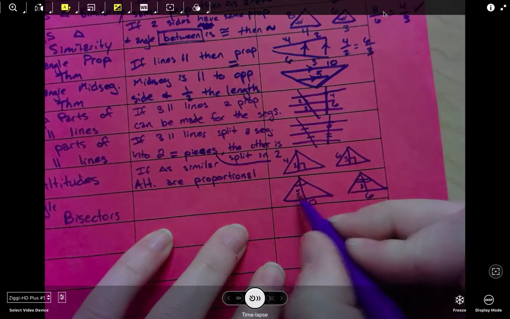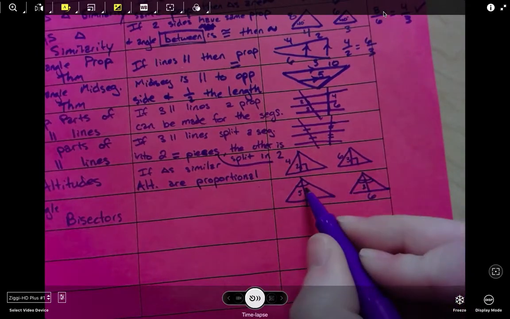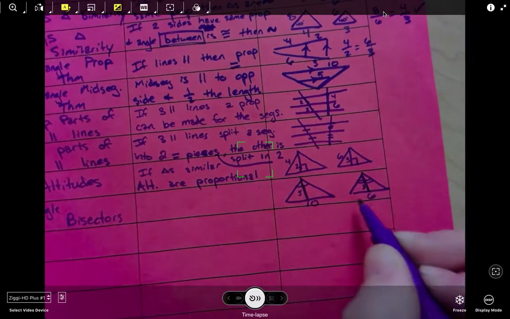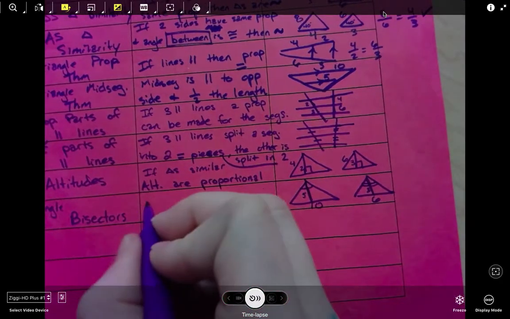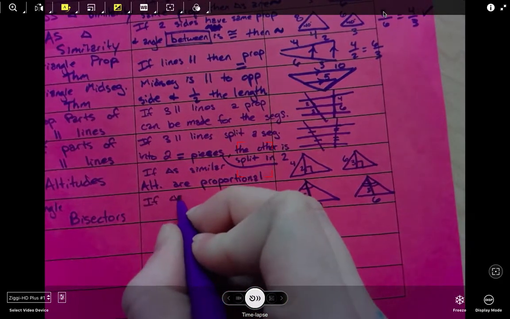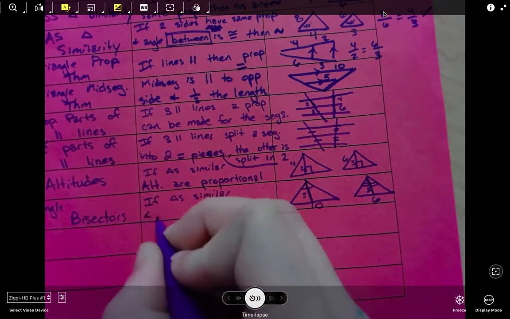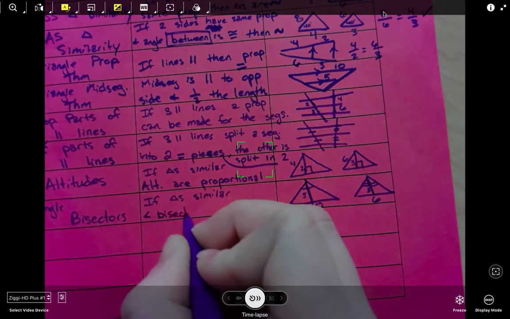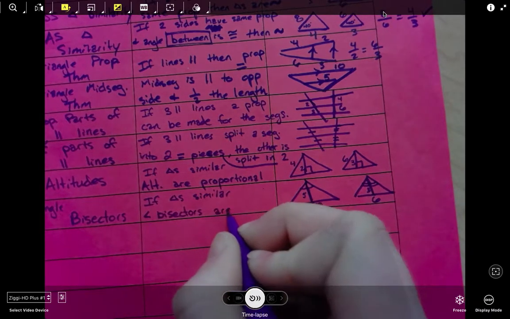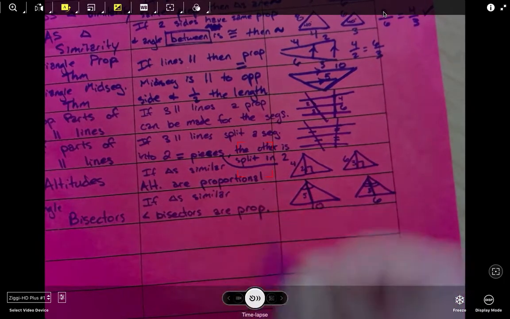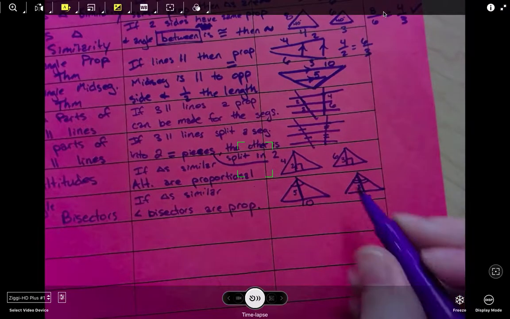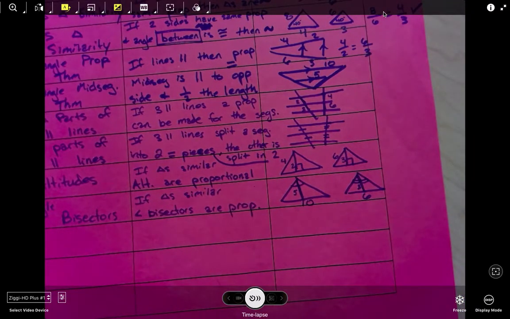Okay, so 5 and 3, 6 and 10. This is the angle bisector, and then I just compared it to the bottom side. So if triangles are similar, angle bisectors are proportional. Okay, 5 over 3 has the same proportion as 10 over 6, so we're good.